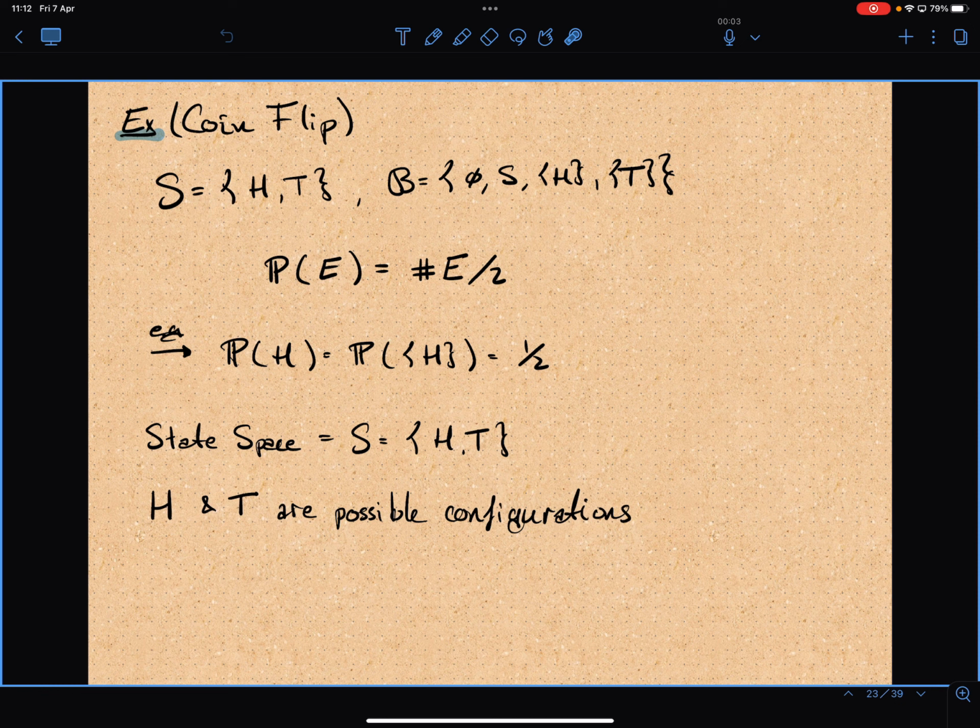So for instance, the probability of heads, which is really just the probability of this event, just the subset H, is gonna be 1/2. And here, S is gonna be my state space, and the configurations are gonna be heads or tails. So I'm bringing it back down to the smallest non-trivial thing that I can think about. This is the way that I'd like to actually concretely think about quantum mechanics.